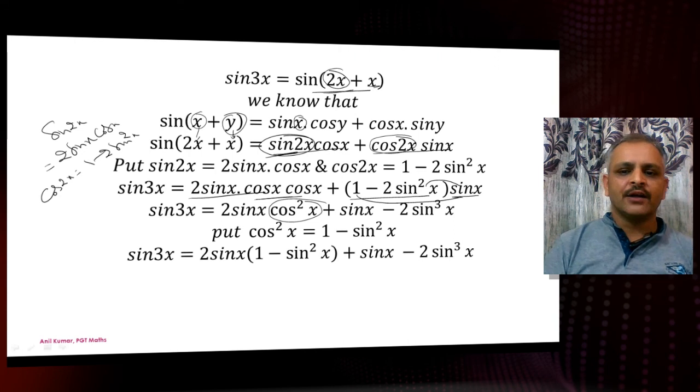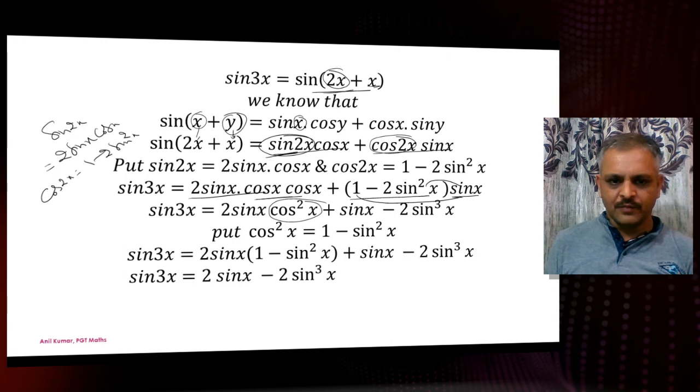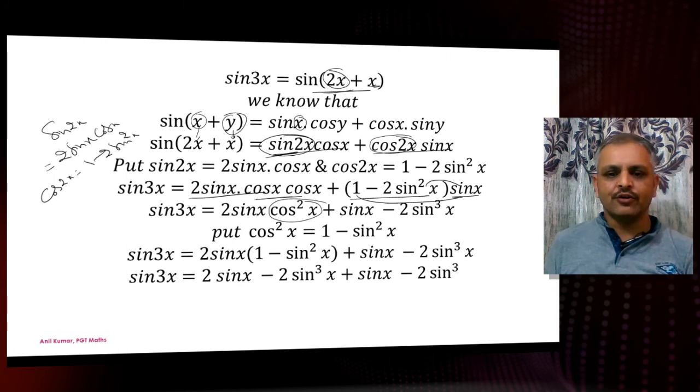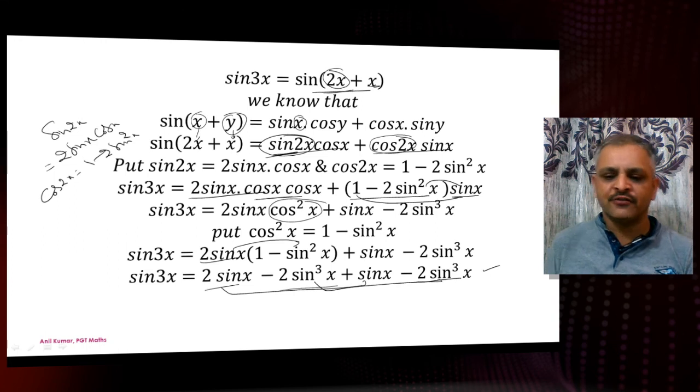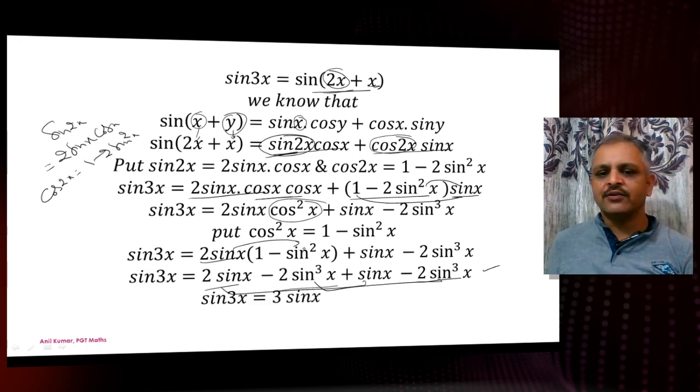Then sin 3x will become 2 sin x into 1 minus sin square x plus sin x minus 2 sin cube x. And on expanding, 2 sin x into 1 is 2 sin x, and 2 sin x into this will become minus 2 sin cube x. Then sin x minus 2 sin cube x. The terms having the cube we will write together. So 2 sin x plus sin x will become 3 sin x, and this will become minus 4 sin cube x. So sin 3x will be 3 sin x minus 4 sin cube x. So this is our identity.